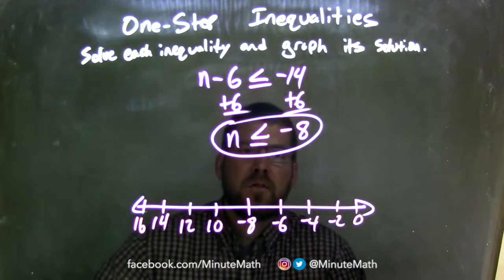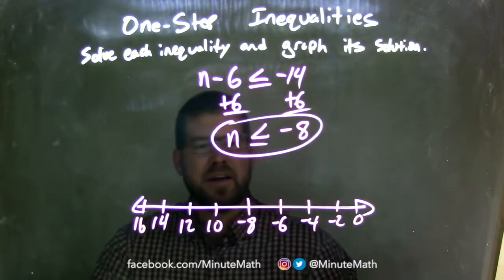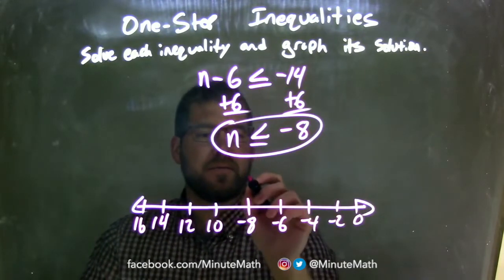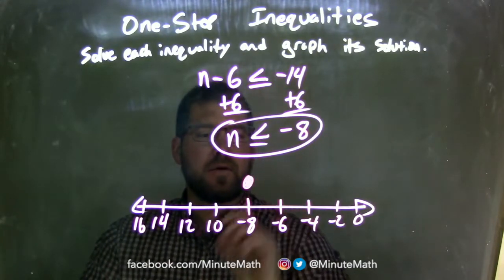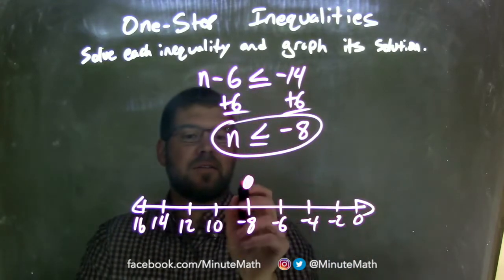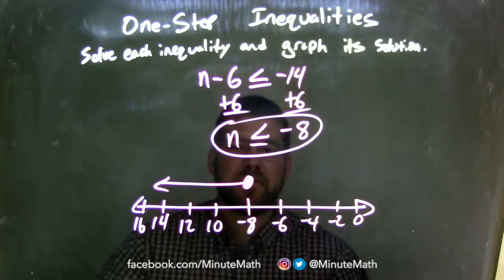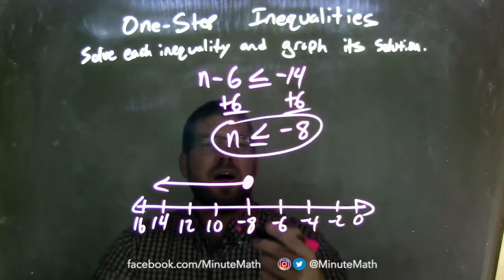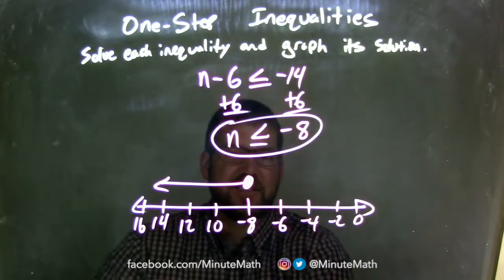Why not? So we said n is less than or equal to negative 8. So at negative 8, I'm going to put a closed circle. A closed circle at negative 8. And we need to shade to the left of it because it's less than. So my arrow is going to go to the left. And there we go. We have our graph that matches our inequality, which both are our final answer.